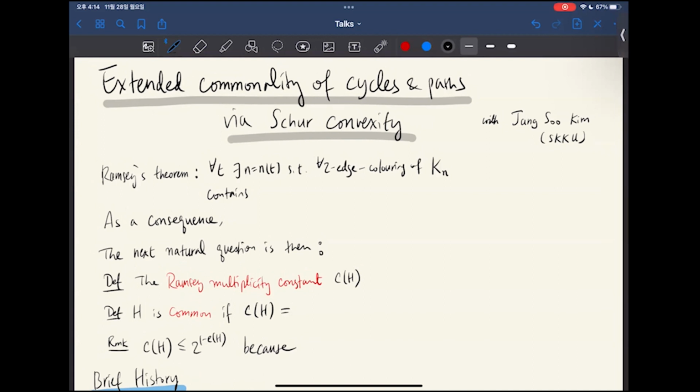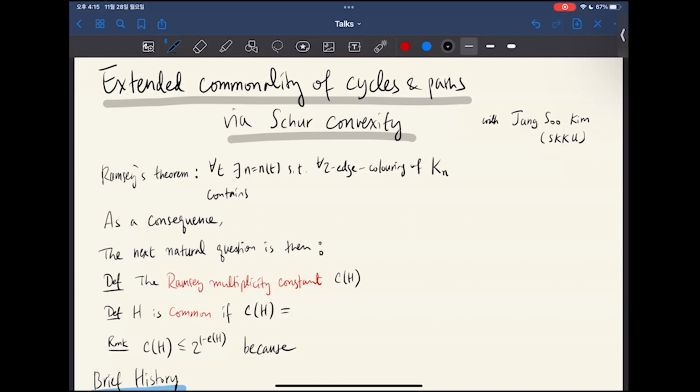So I'm going to talk about some extended commonality of cycles and paths via Schur convexity. This is a joint work with Jang-Soo Kim, who's an algebraic combinatorialist in Sungkyunkwan University in Korea. Yes, so let me start with something that all of you would know.